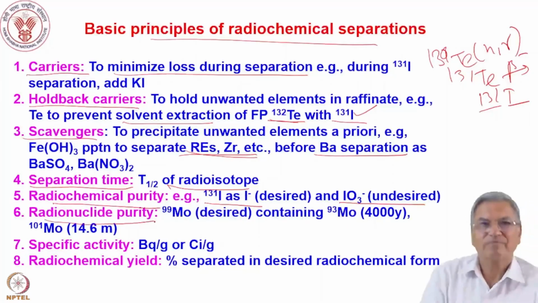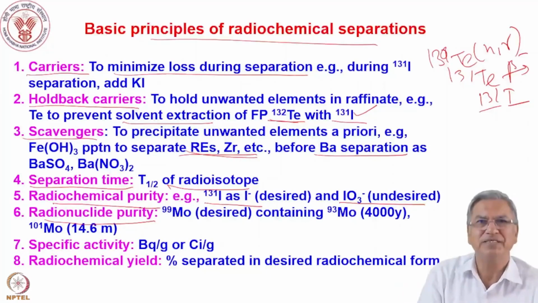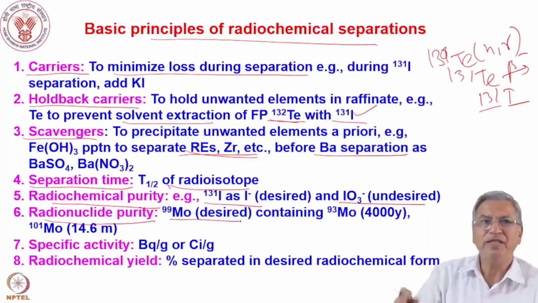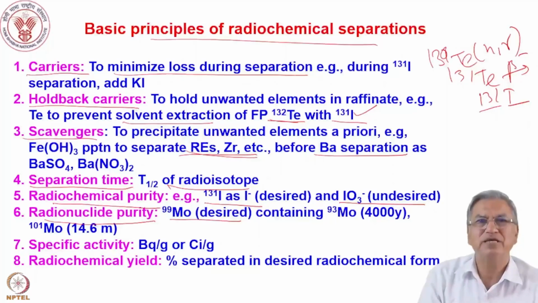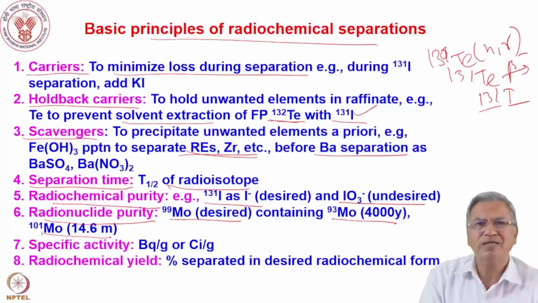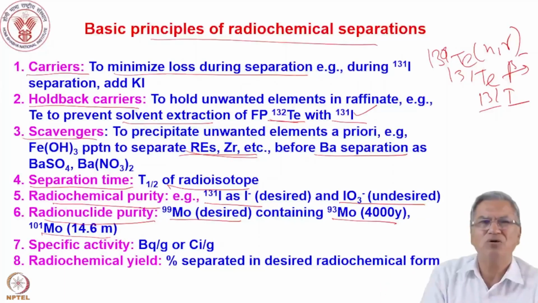Radionuclide purity, as the name suggests, like molybdenum-99 is a radionuclide, and you want to separate this one. But any other radionuclide, any other isotope of even molybdenum will be taken as an impurity, like molybdenum-93, molybdenum-101. So the presence of them in the molybdenum-99 fraction will be called radionuclide impurity. So when you say radionuclide purity, it is the fraction of only molybdenum-99 in the total molybdenum present in that particular consignment.